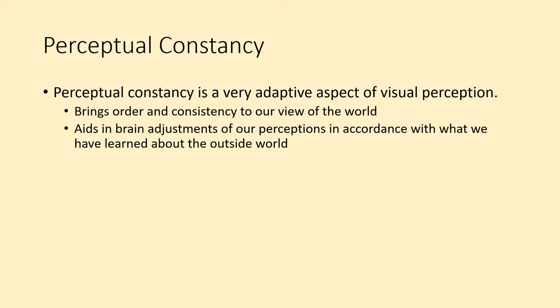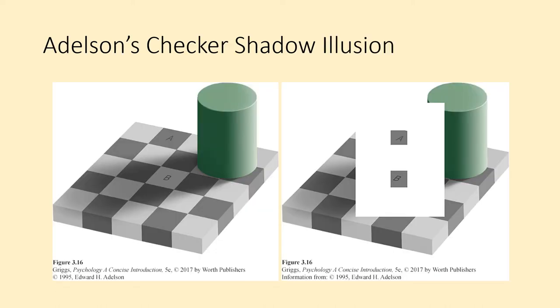In general, perceptual constancies, depth cues, and the principles of visual organization, such as the Gestalt principles, help people perceive the world accurately. Sometimes, however, perceptions are based on inappropriate assumptions, and visual illusions can result. Adelson's checker shadow illusion is a good example, and it certainly appears that square B is brighter than square A. However, the two squares are the same shade of gray.